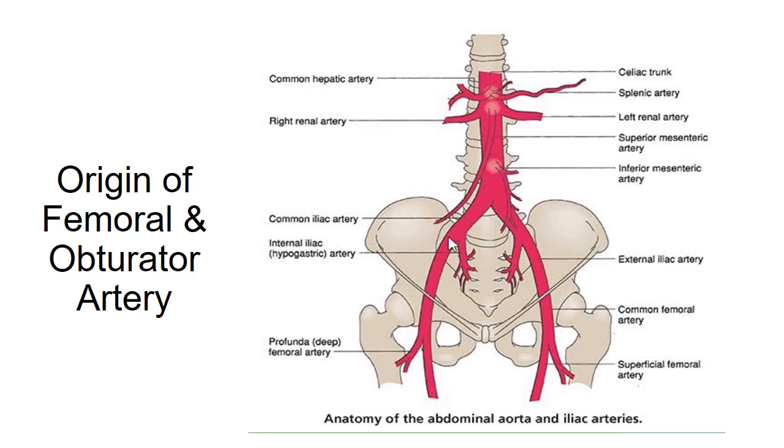At the level of the sacroiliac joint, this is the sacrum bone, this is the ilium bone, and this joint is the sacroiliac joint. Opposite to the sacroiliac joint, the common iliac artery divides into two branches. This outer one is the external iliac artery, and this is the internal iliac artery.